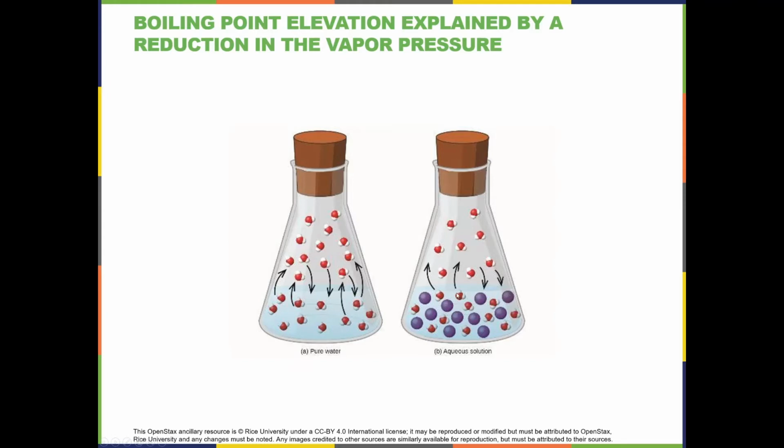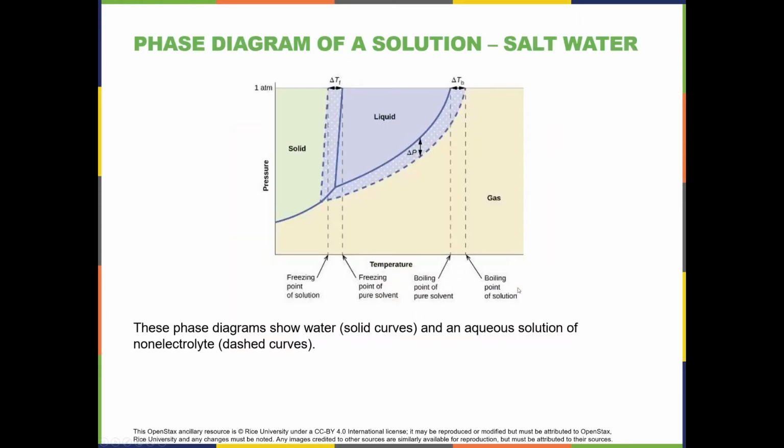And this is called boiling point elevation. If we were to look at a phase diagram and look at the phase change curves for pure water, we're actually going to have to increase the temperature it takes to boil when we have solute particles, in this case for salt water.